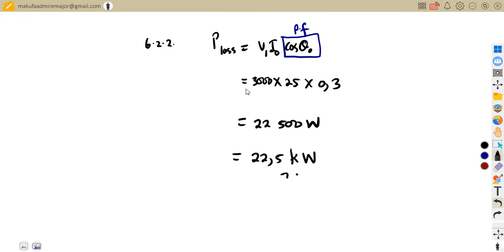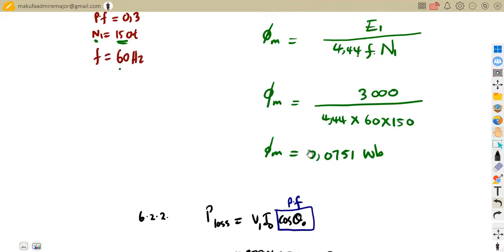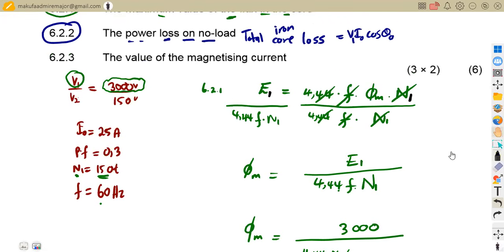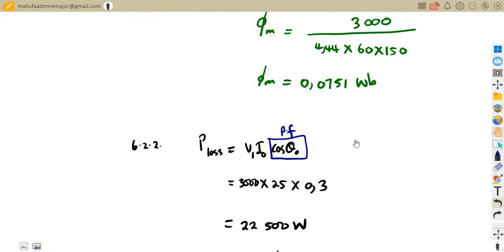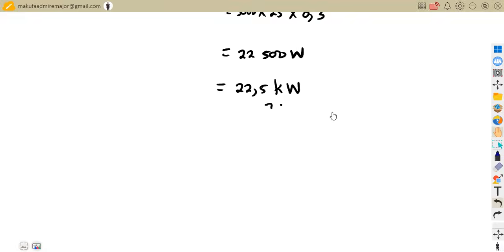If we are to draw our phasor diagram at no load, we shall see that other part. I'll explain on this question here, whereby now they want us to calculate 6.21, the value of the magnetizing current in this case. All right, we actually had two options that we can apply to calculate the value of the magnetizing current, which is given as IM. Remember, these are components that we simply have on our no load diagram.